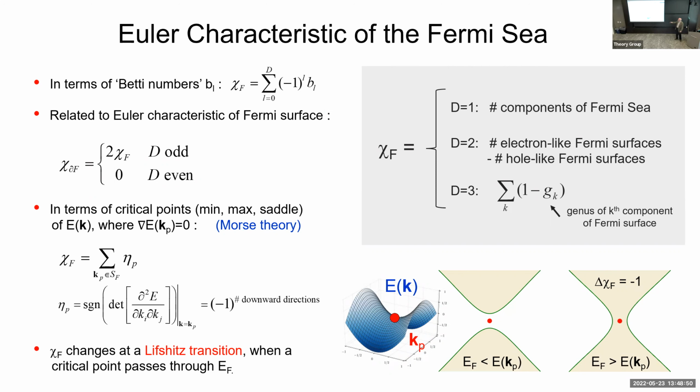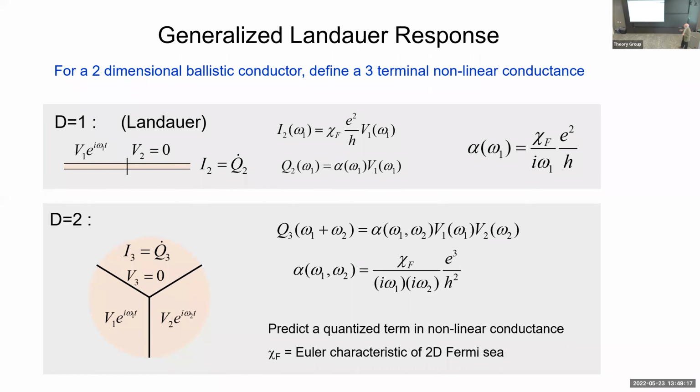And so Moore's theory tells us exactly that the Euler characteristic changes by 1 at that transition. Okay, so this is the topology of the Fermi sea. Now the thing that I want to show you is a kind of generalization of the Landauer formula from 1 dimension to 2 dimensions.